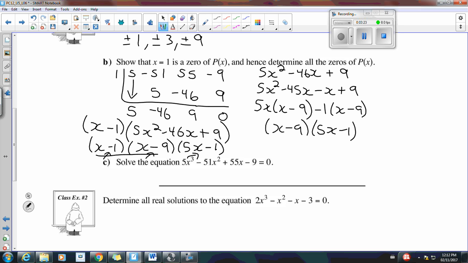Now this really asks us to find the zeros. So the zeros are 1, 9, and 1/5. Solve the equation. Well, if that function is equal to 0, those are the same values we just found.